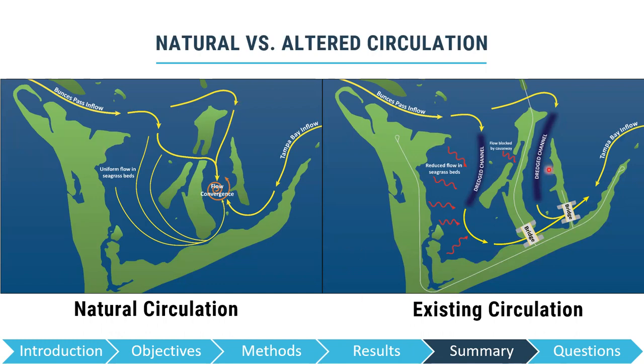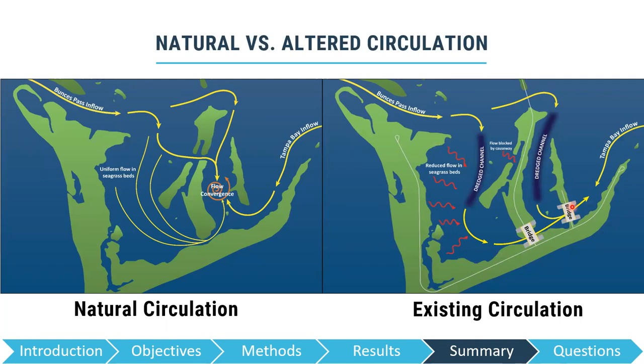So in the existing circulation patterns, which you see on the right, you have these two very large north-south oriented dredge channels. They basically concentrate the flow of water coming in from Bunce's Pass, and they help it get down to the southern portion of the bay and through these two bridges. And these bridges actually constrict the flow, so you have extremely fast flow. The fastest flow we found anywhere in our modeling domain was actually at these two bridges.